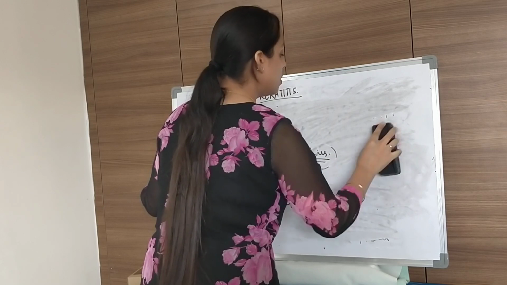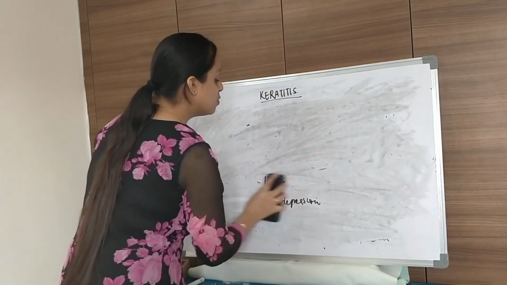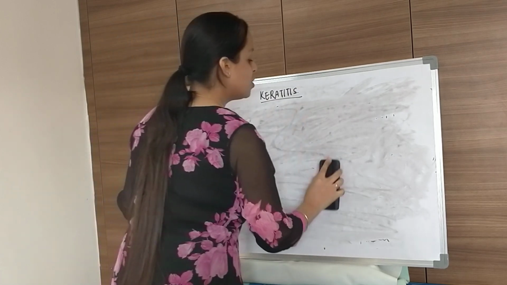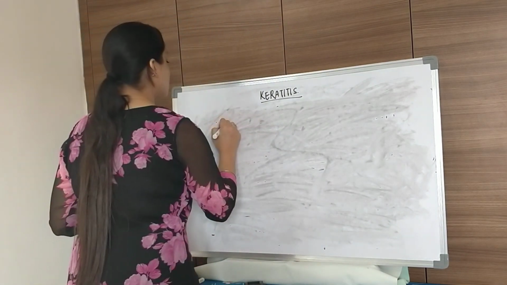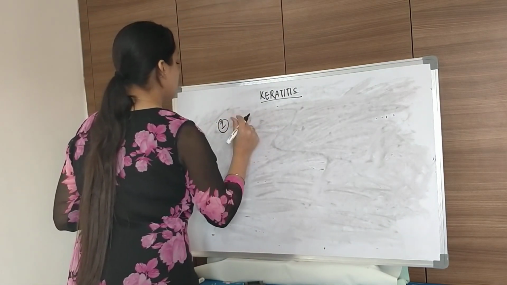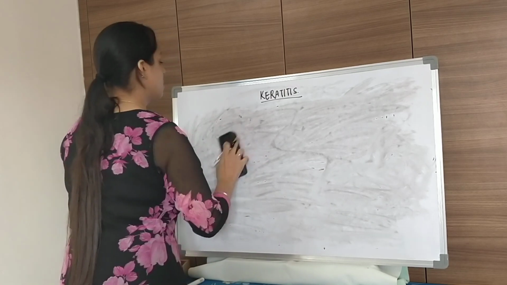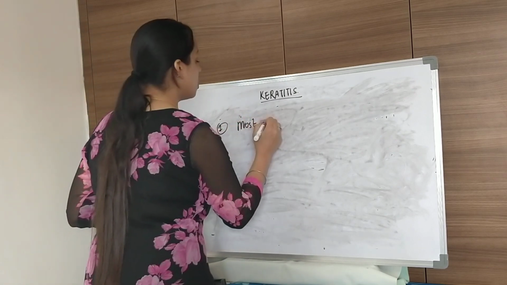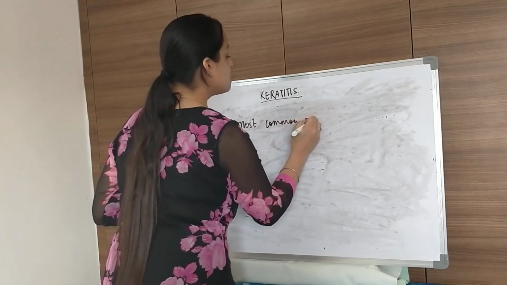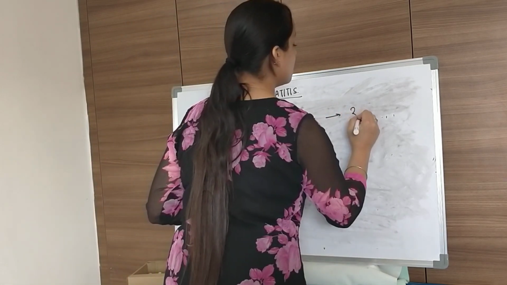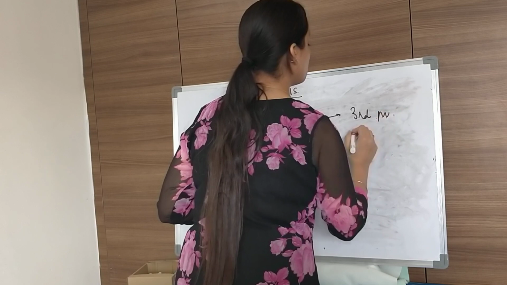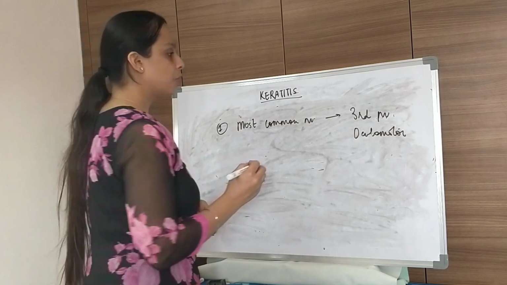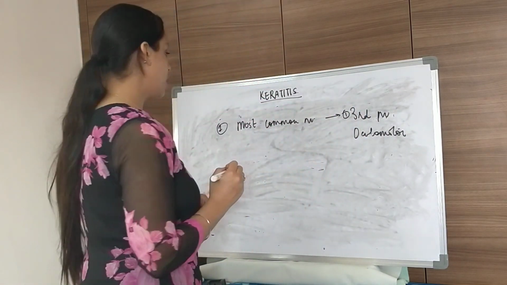So I'll tell you 2-3 important MCQs about this. The first MCQ is that the most common nerve which is involved in this palsy is the third nerve, or oculomotor. As a complication, when the nerve palsies develop, the first nerve to be involved is your third nerve.